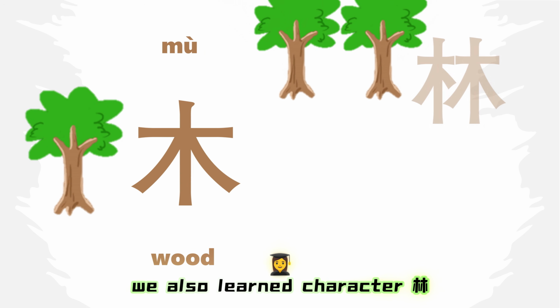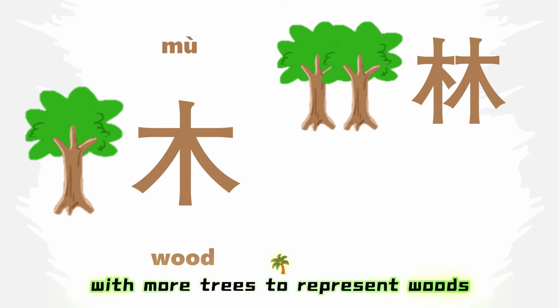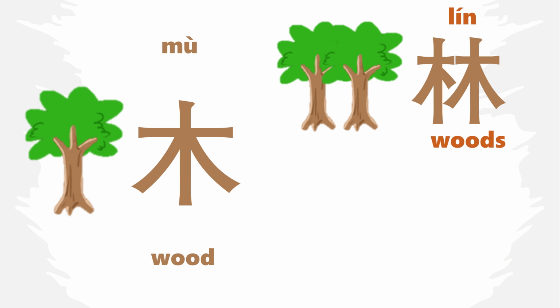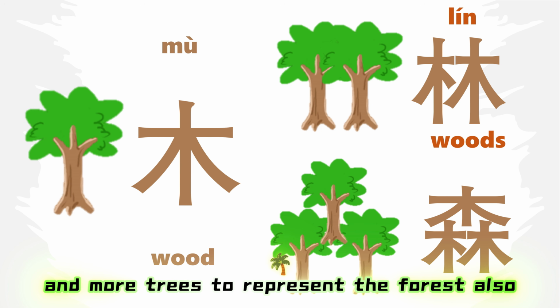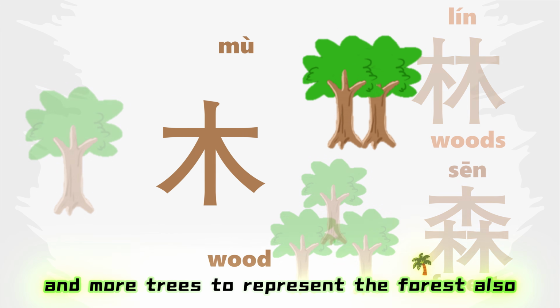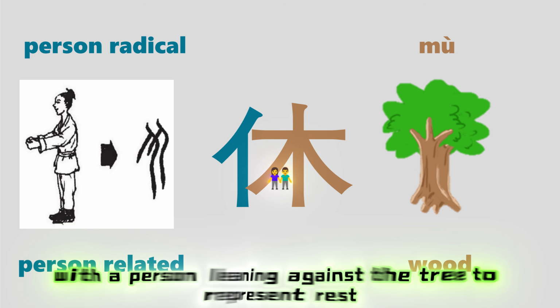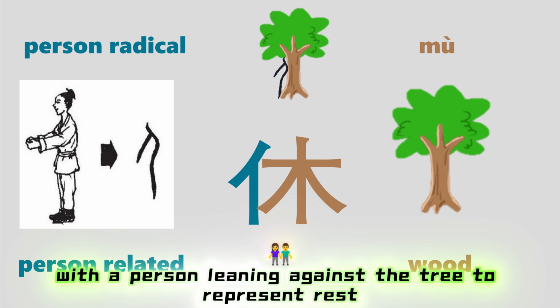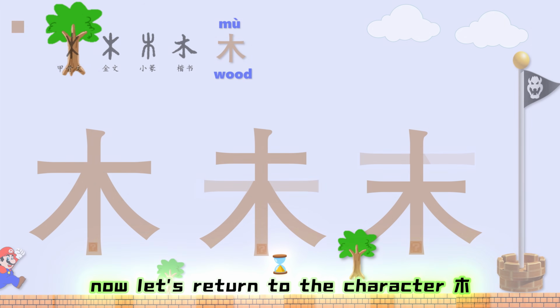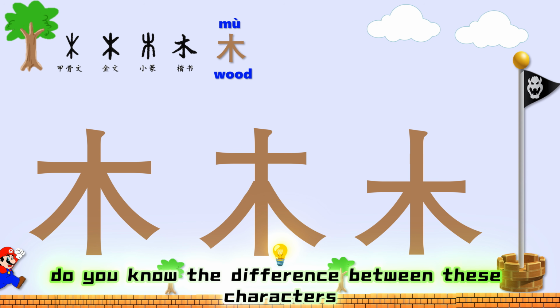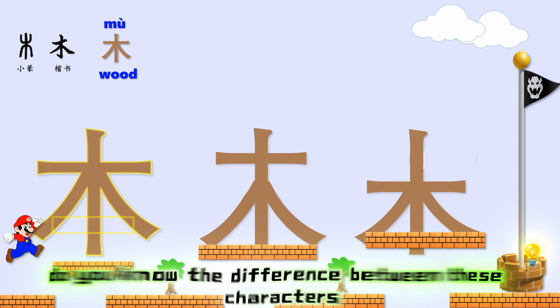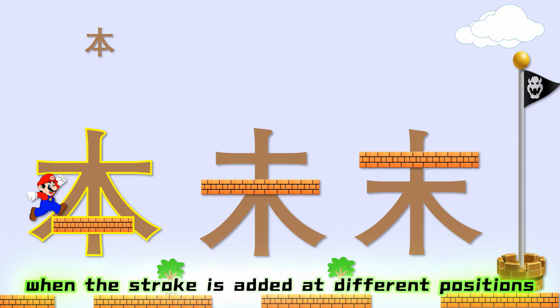We also learned character lin with more trees to represent woods, and the character sēng with more and more trees to represent the forest. Also the character xiu with a person leaning against the tree to represent rest. Now let's return to the character mu. Do you know the difference between these characters when the stroke is added at different positions?